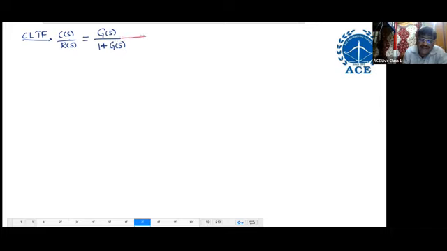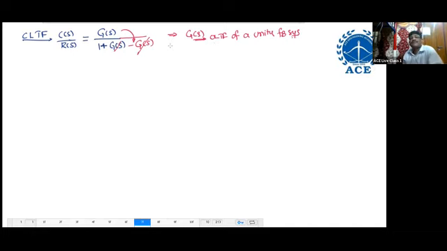Simply, just subtract the numerator term from the denominator. If you subtract, what happens? G(s) cancels. What is left? Only G(s). G(s) is called what? The open loop transfer function of a unity feedback system. That means when you want to get the open loop transfer function from the closed loop transfer function, just subtract the numerator term from the denominator.